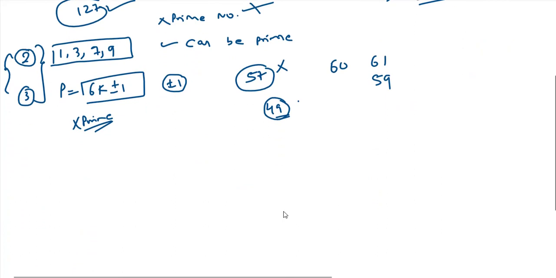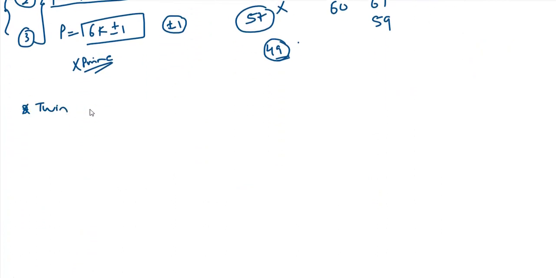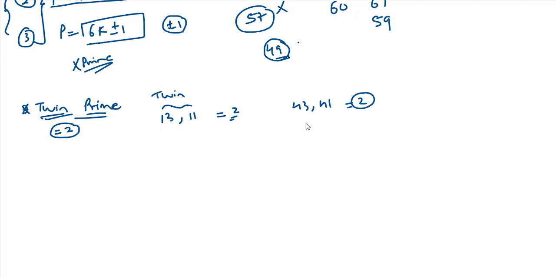Let us now understand what is a twin prime number. If the difference between two prime numbers comes out to be equal to 2, then such a number is called as a twin prime number. Example, 13 and 11. These both numbers are prime numbers. If we take the difference, it comes out to be 2. Hence, 13 and 11 are twin prime. Another example would be 43 and 41. The difference between them is 2, and such a number is called as a twin prime number.